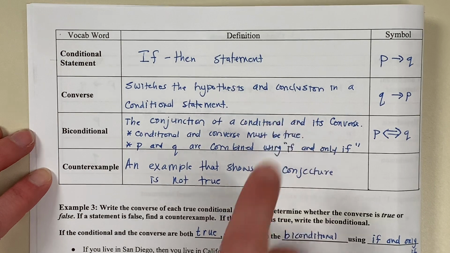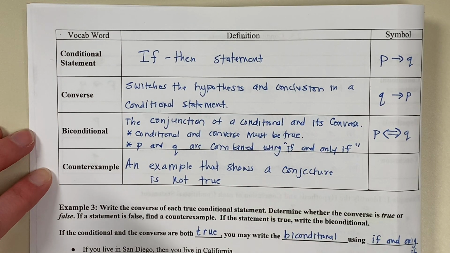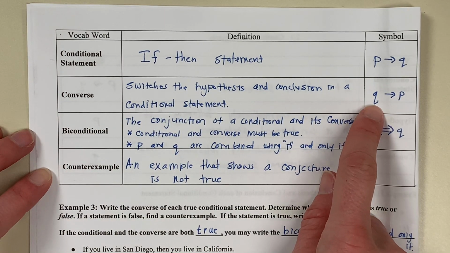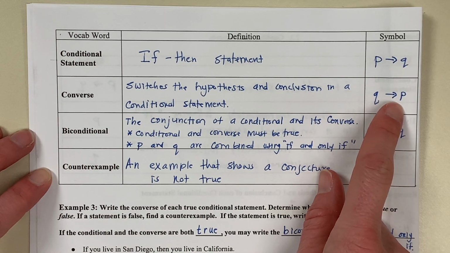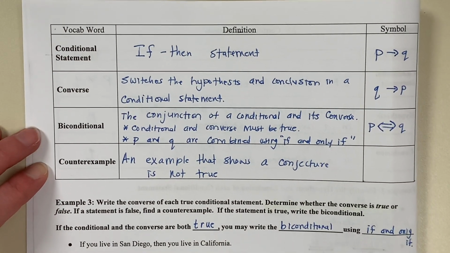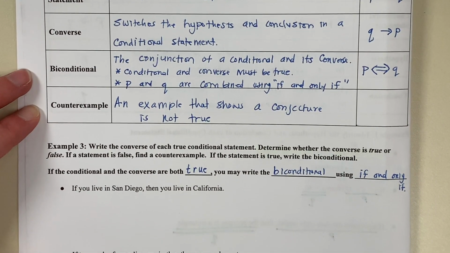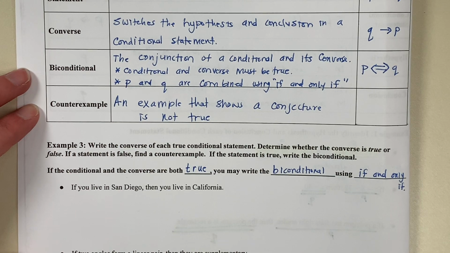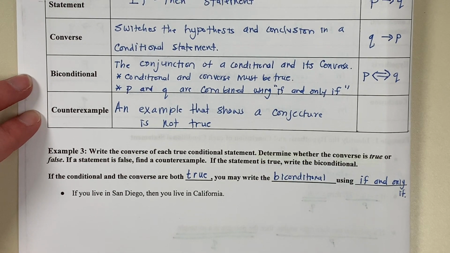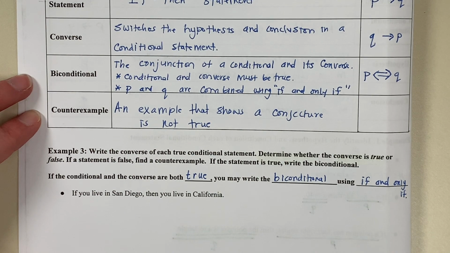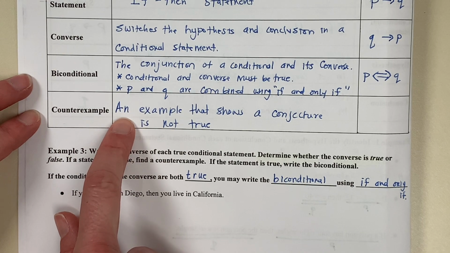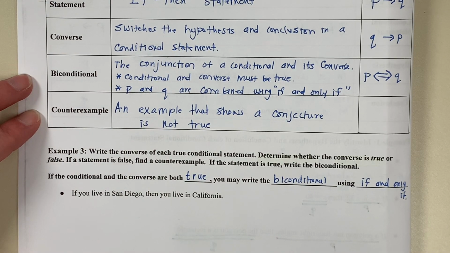Because we're switching the hypothesis and the conclusion, the symbols also change, and these symbols for a converse read if Q, then P. So what we're going to do first, in example 1, we're going to write the converse of each true conditional statement. Then we're going to determine whether the converse is true or false. If a statement is false, we're going to find a counterexample. Now, a counterexample is an example that shows a conjecture is not true.